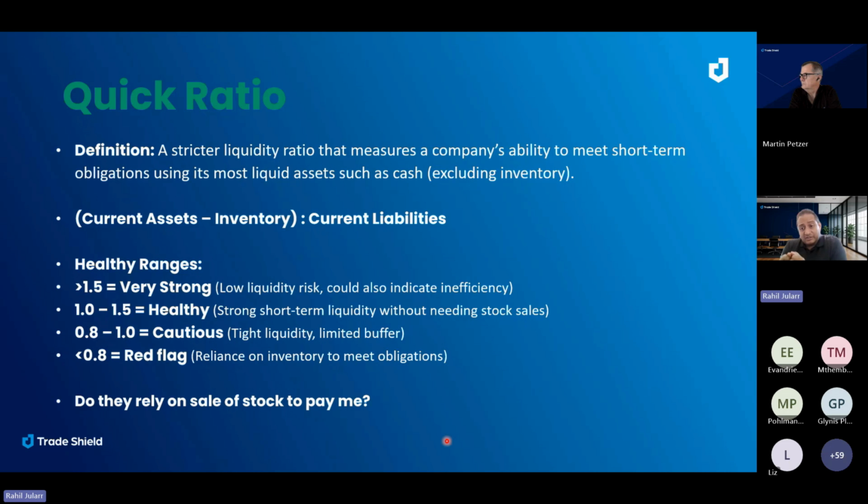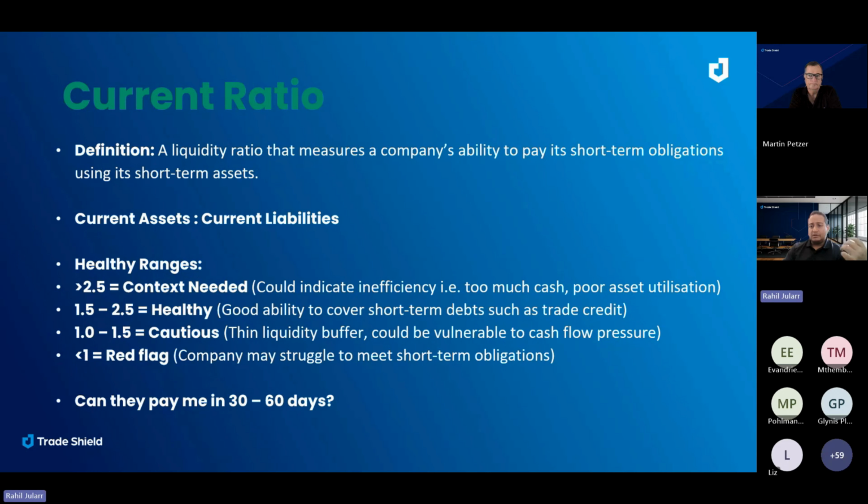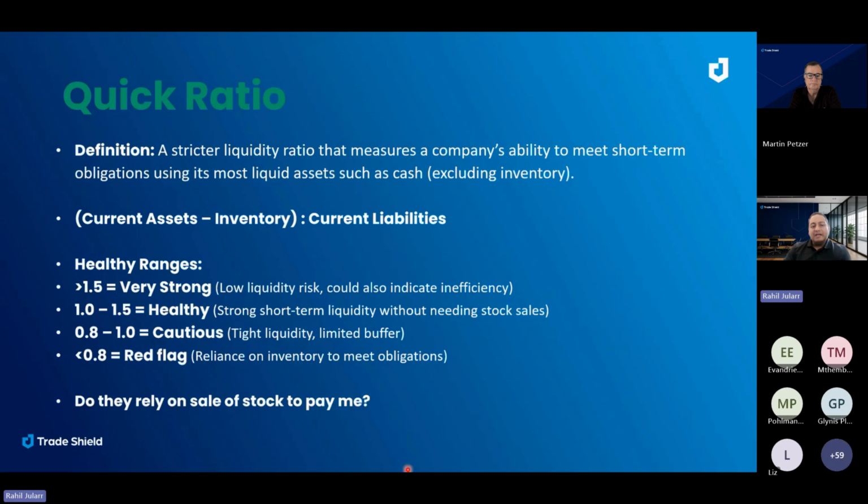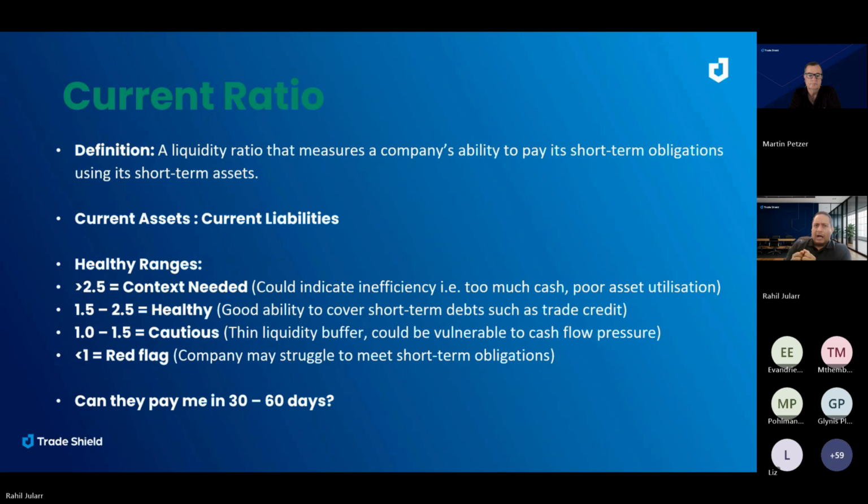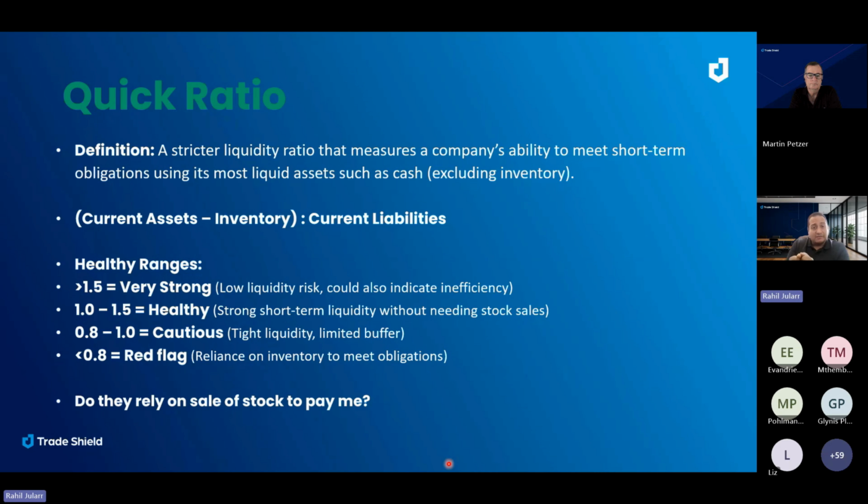And so the question that we're answering with this is, do they rely on the sale of stock to pay me? So for example, what would I expect to see? I'd expect to see in an FMCG business that sells a lot of groceries a fairly high current ratio and a fairly lower quick ratio because I know that they will sit with a lot of stock. But in a service business, for example, I wouldn't see much of a difference between current ratio and quick ratio because they're not selling stock. And so if I see a low current ratio and a low quick ratio, those are red flags for me to dig a little bit deeper.